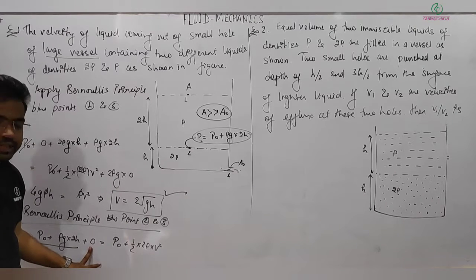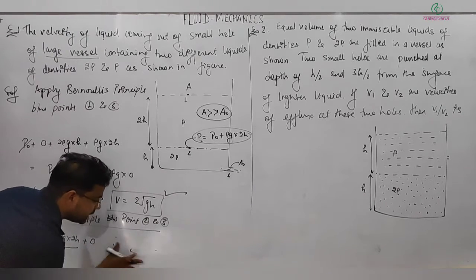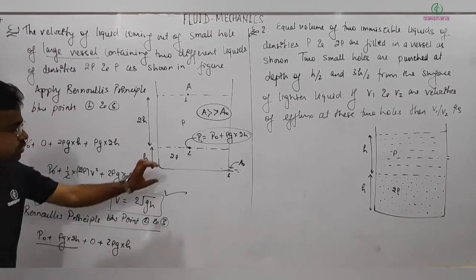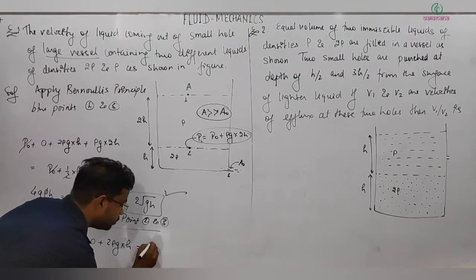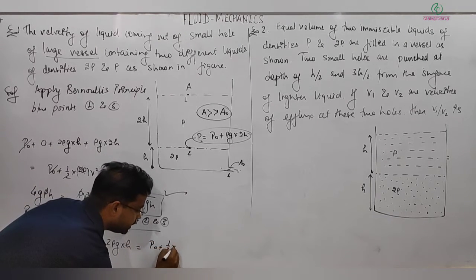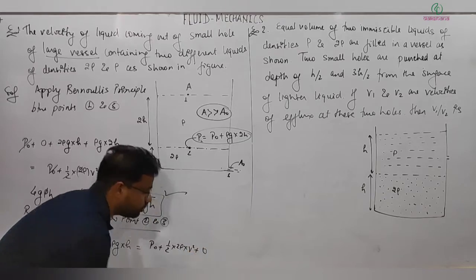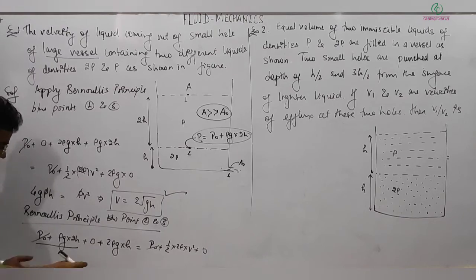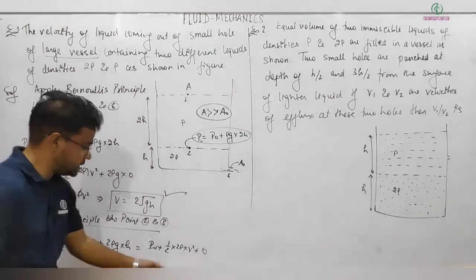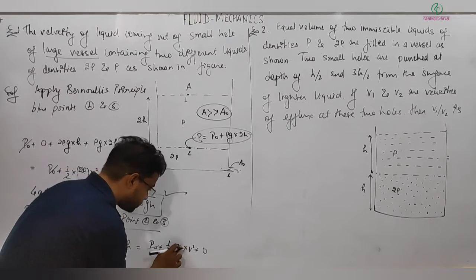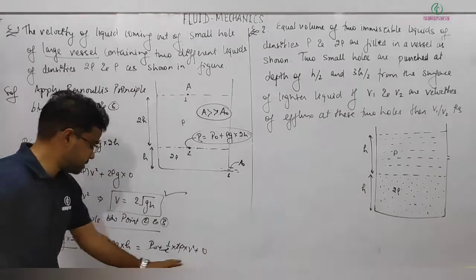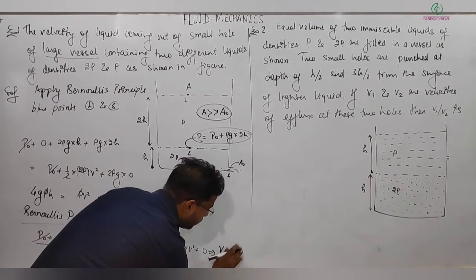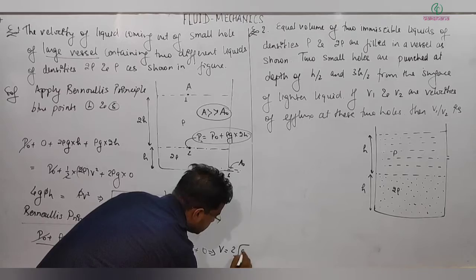Next I need kinetic and potential. Kinetic will be 0, and potential will be equal to 2 rho G into H, which will be equal to P naught at point 3, plus half into 2 rho into V square plus potential 0. So now here also P naught gets cancelled. This is 2 rho GH, 2 rho GH, 4 rho GH, the 2 gets cancelled, rho V square equals 4 rho GH, rho gets cancelled, and simplifying again we get V equal to 2 under root GH.